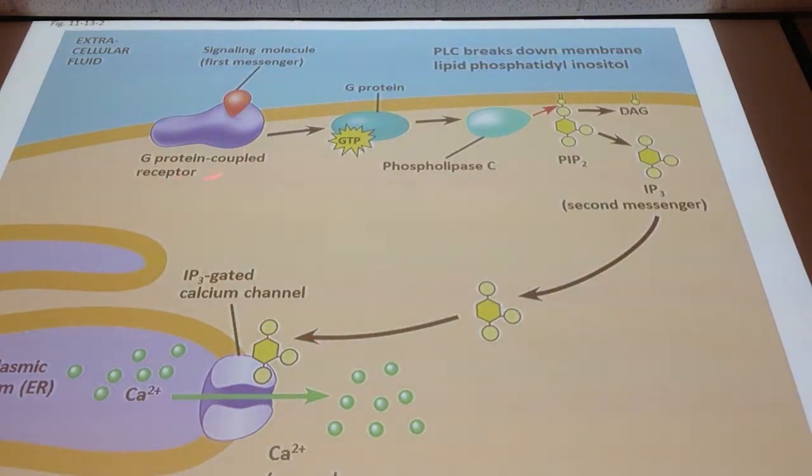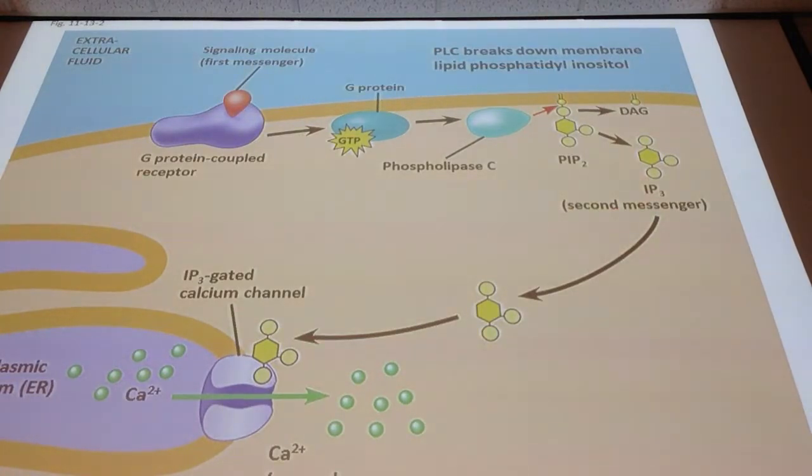So up here is a choice. Here is a requirement. Both DAG and IP3 must be produced for this entire pathway to work. If you somehow negate or cancel out the activity of DAG, then the activity of phospholipase C means absolutely nothing. Okay? So far so good? All right. So you have, again, a divergent crosstalk here.